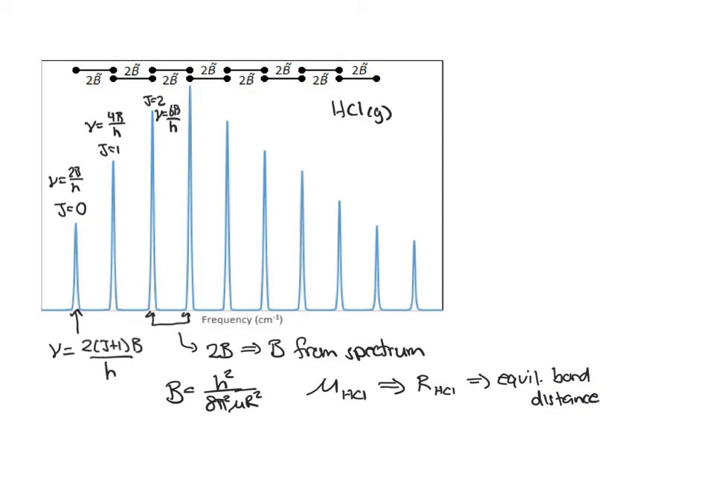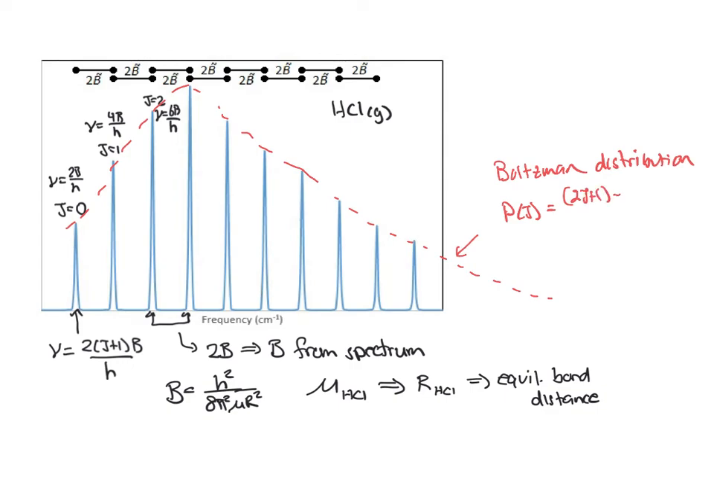So there's another really interesting feature of this spectrum. Notice that the intensity of the peaks follows this envelope. And you've seen that function before. That is exactly the Boltzmann distribution for rotational states. So remember that the probability of any J state being occupied is the degeneracy 2J plus 1 times e raised to the minus energy at the Jth level divided by k Boltzmann T, all over the partition function for rotational motion.